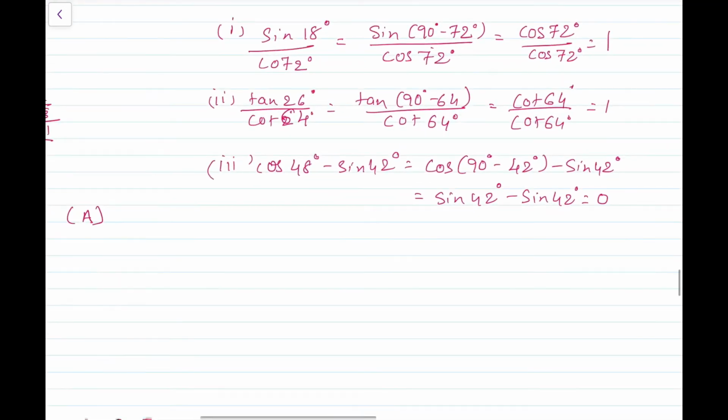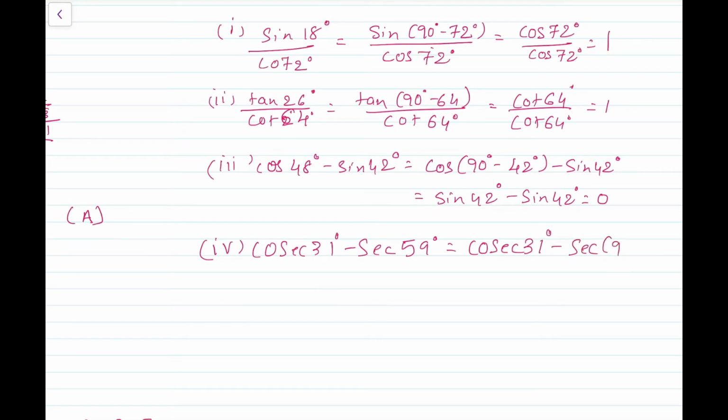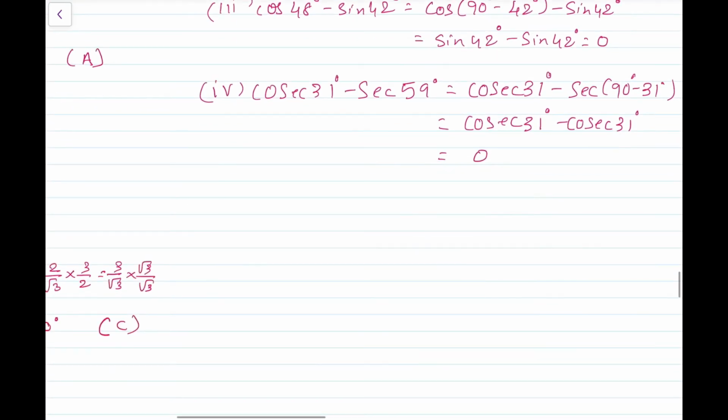Isn't that easy? Now fourth one, cosec 31 minus sec 59. Then we have cosec 31 minus sec (90 minus 31). So cosec 31 minus cosec 31, which is equal to 0. Now we have question number 2.